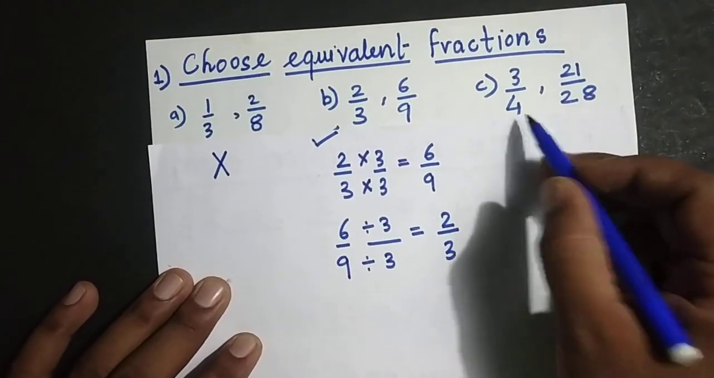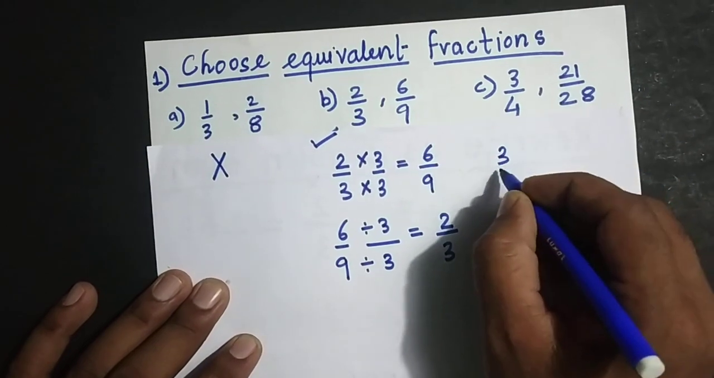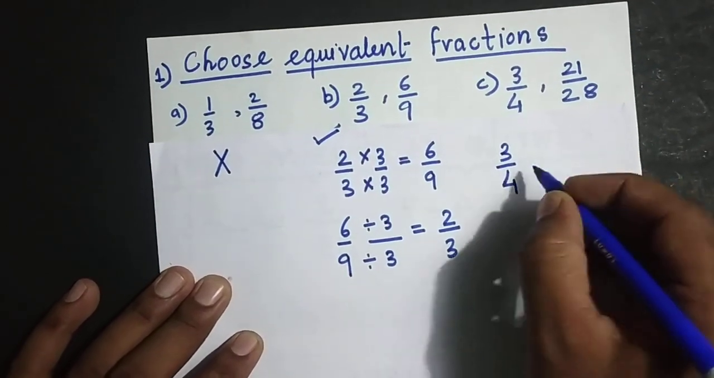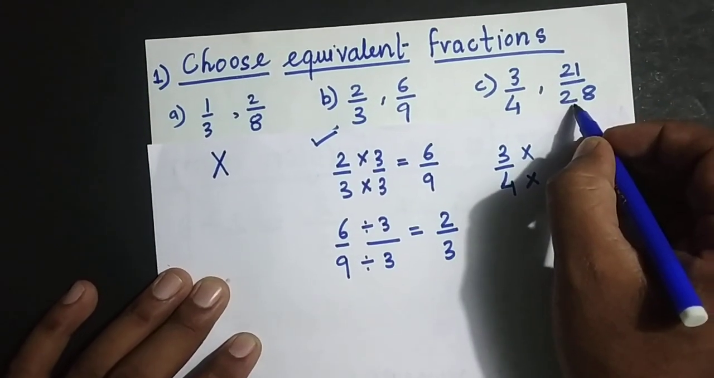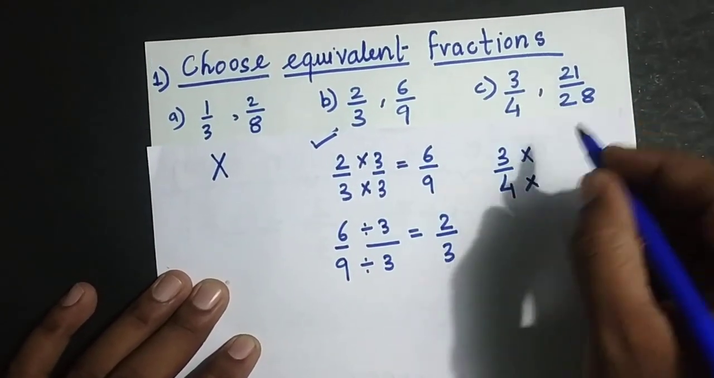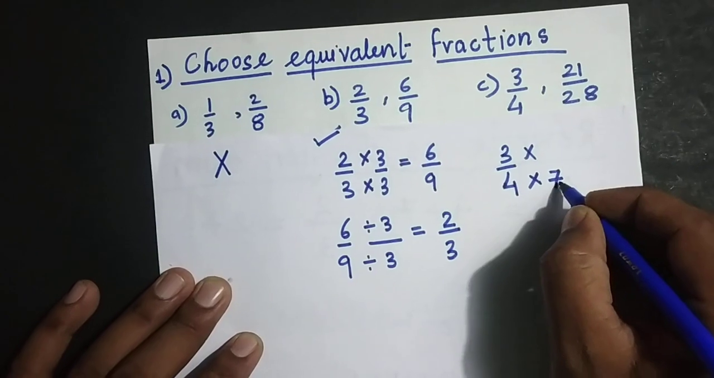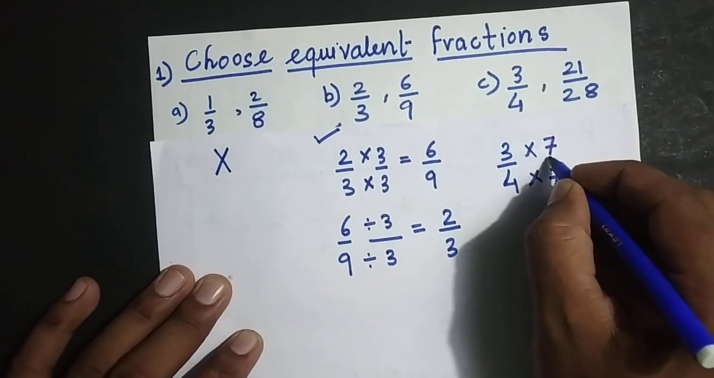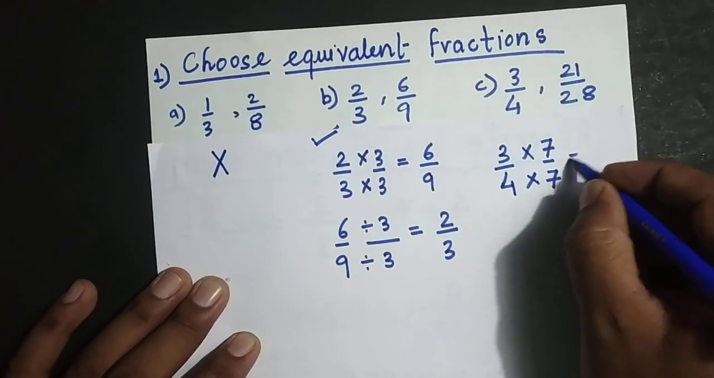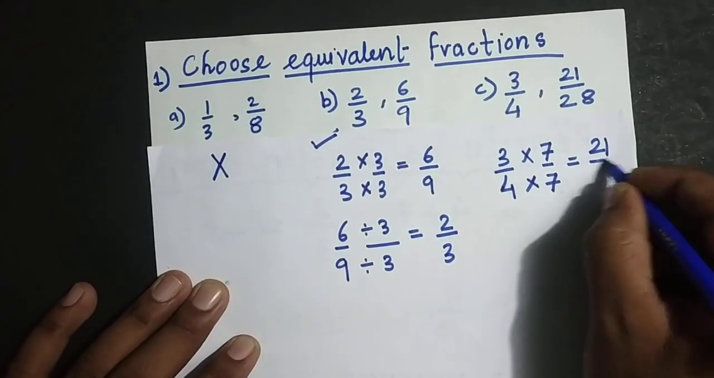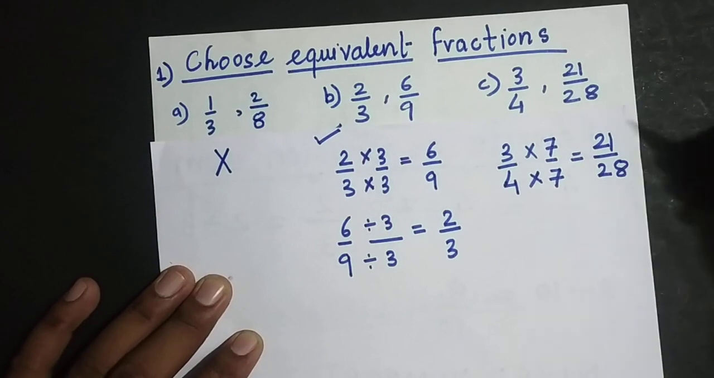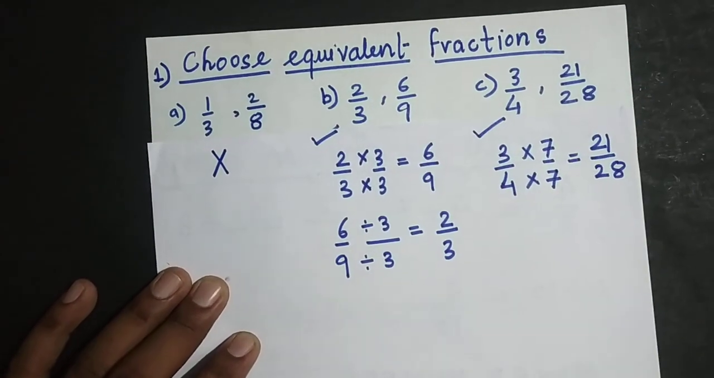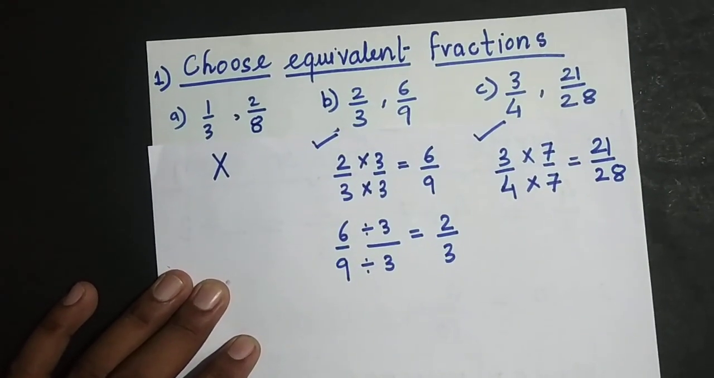Now come to C part. In the same manner, 3 by 4. If we multiply both numbers, here is 28, means 4 times 7 is 28. If we multiply the denominator by 7, we will multiply the numerator by 7 too. So let's see what answer comes. Here it comes 21 by 28. Here is 21 by 28. It means it is also an equivalent fraction.